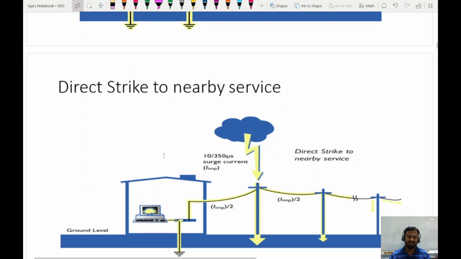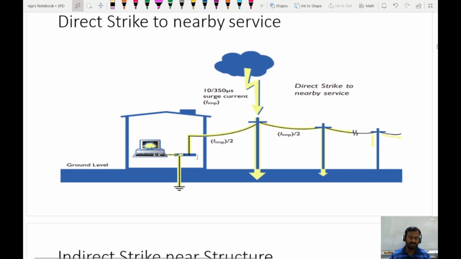Direct strike to nearby services. Here the lightning does not fall on the factory or the building, but it falls on the transmission line, and the transmission line conductors carry this current, and the current travels in two directions. So the current is divided by two. The maximum current passes towards the load side, and then the remaining current goes through the transmission line. The nature of this, since it is a direct strike, is 10/350 microseconds. That means 10 microseconds for rising time, and 350 microseconds for reaching 50% of the maximum current while falling down.